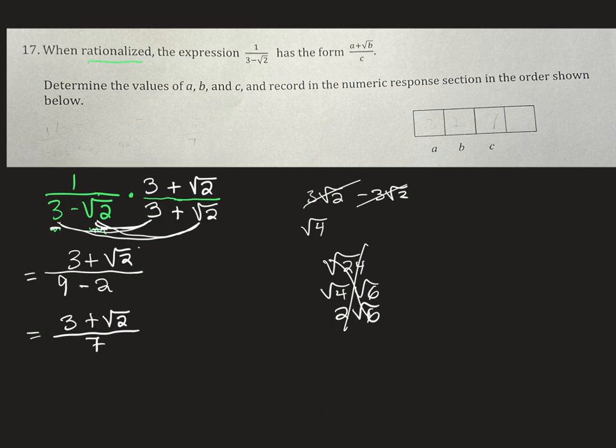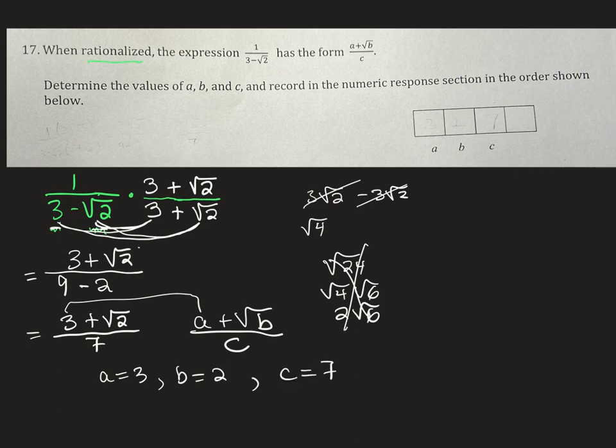And that looks like the form they mentioned, a plus root b over c. Yeah, that's right. Okay, so a looks like it would be the 3. B would be the thing under the root, so 2. And then c in the denominator would be 7. So what do they want? Just the values of a, b, and c in that order? Yep. So we would write in this order 3, 2, and 7 would be our answer. Alrighty, I hope that helped.